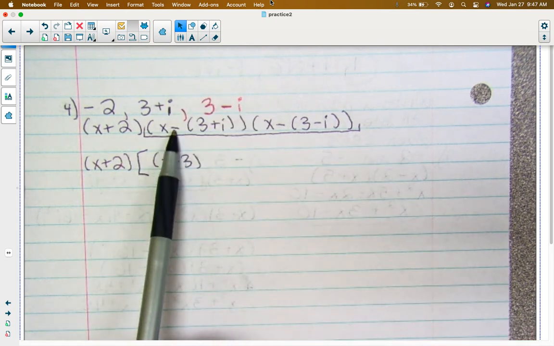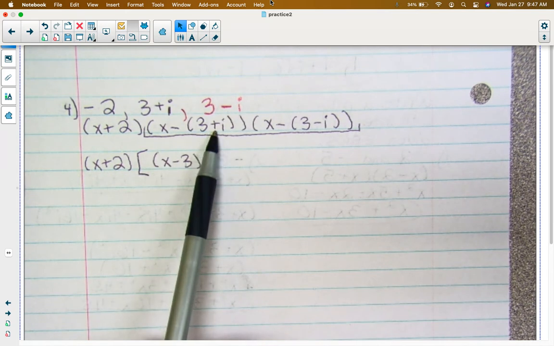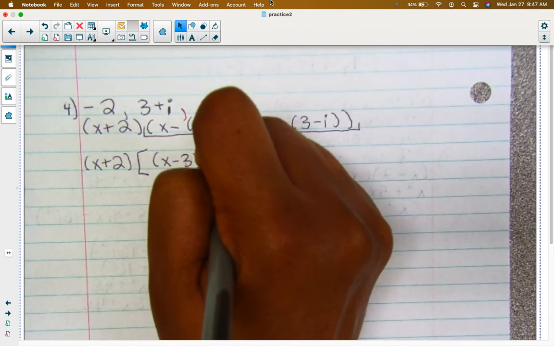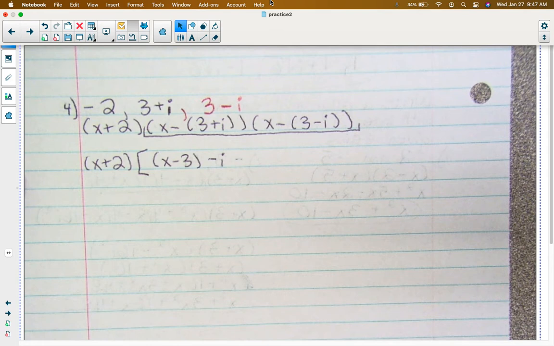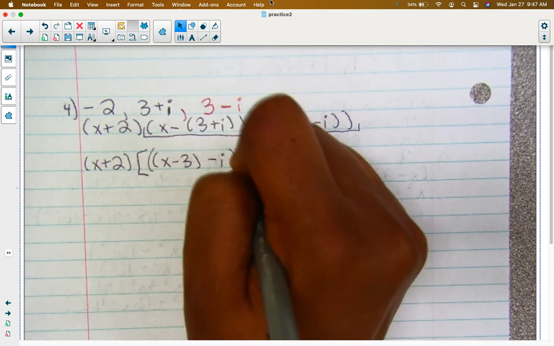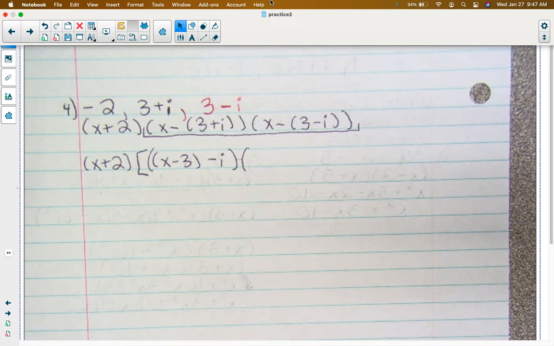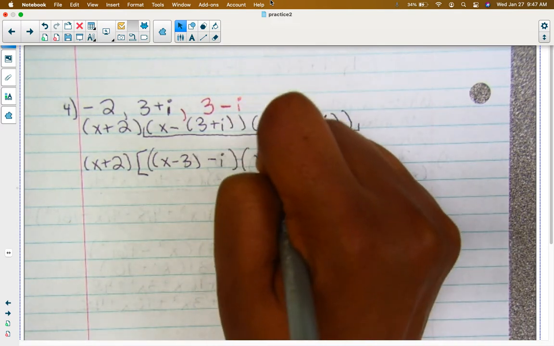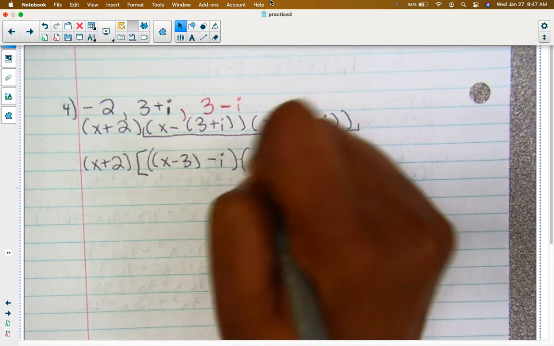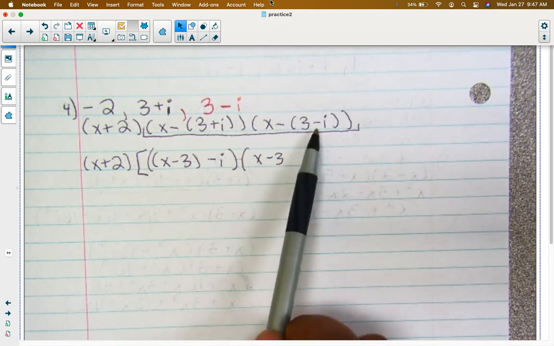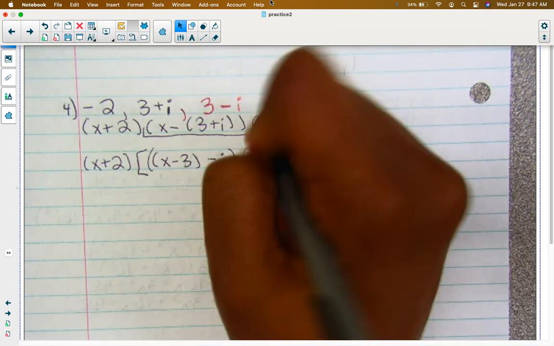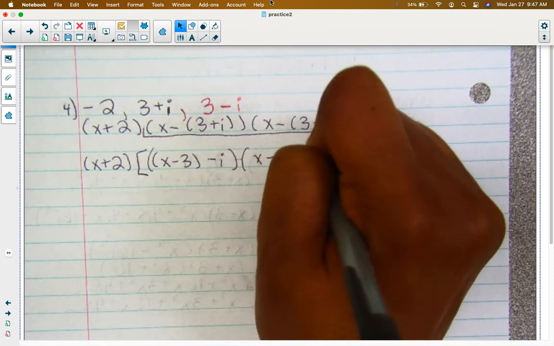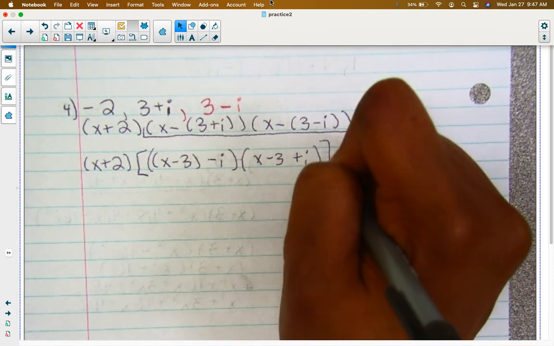A negative times a positive makes that negative. Again, a negative times a positive, that's going to be negative i. So all of that goes together. Then I'm going to do the same thing afterwards. This is going to be x minus 3 again. And a negative times a negative is going to be a positive. And close this.